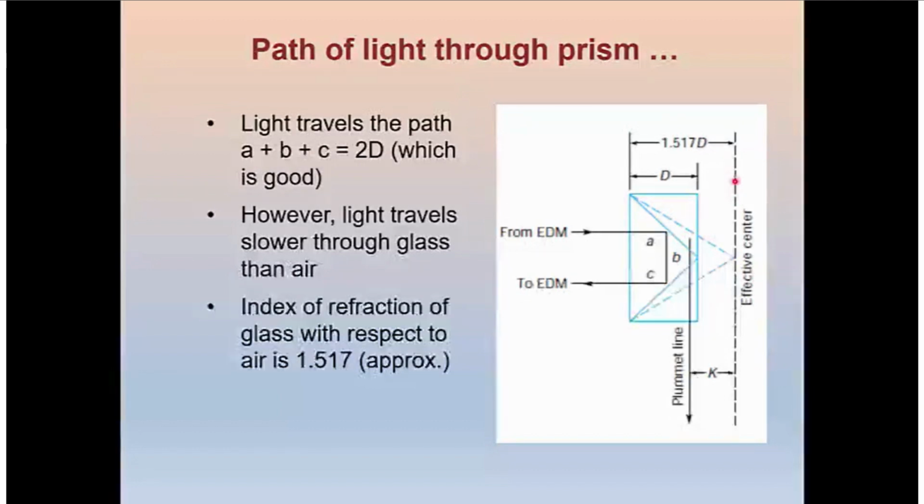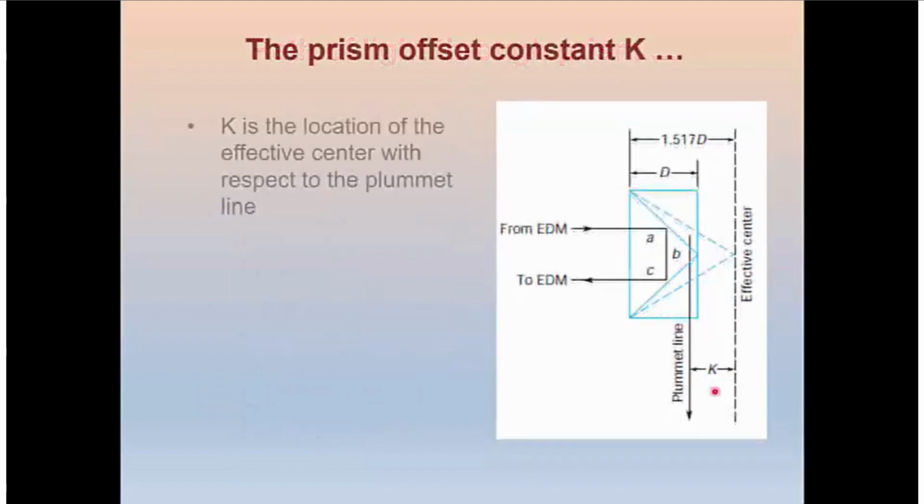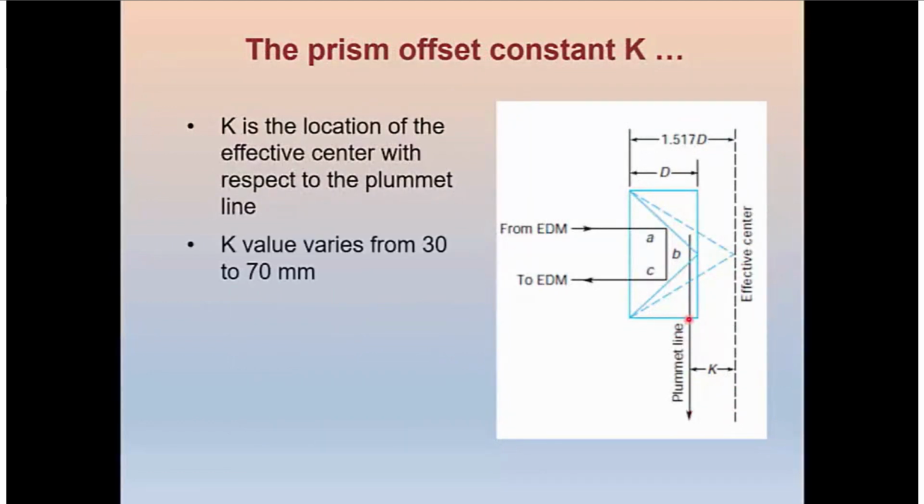So, in effect, the center of the reflector right here is really back behind the prism itself, a distance of 1.517D. And so we must make an adjustment for that, and that adjustment is this K value right here. The effective center is behind the prism. So what about this K value right here? We need to know what that dimension is. Well, K is the location of the effective center with respect to the plummet line which goes through the prism pole. These values range from 30 to 70 millimeters depending on the manufacturer.